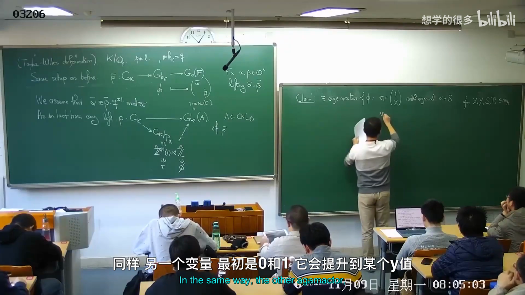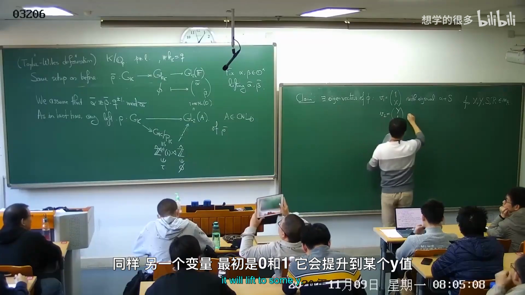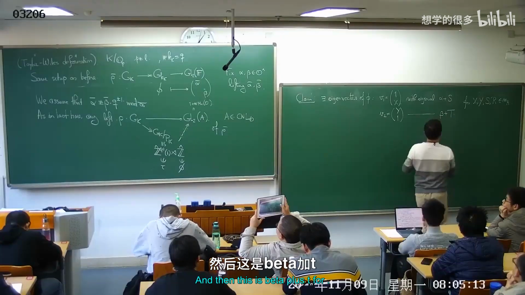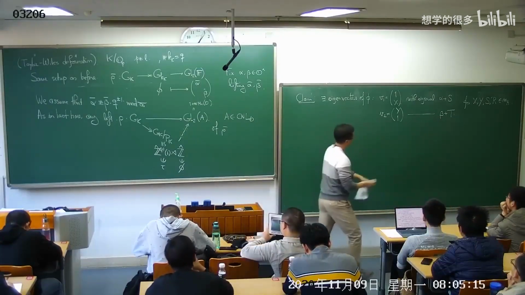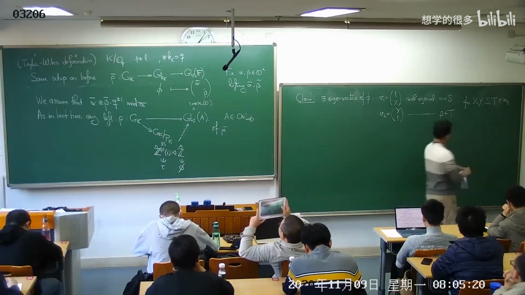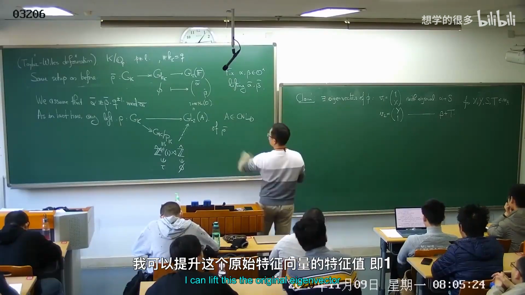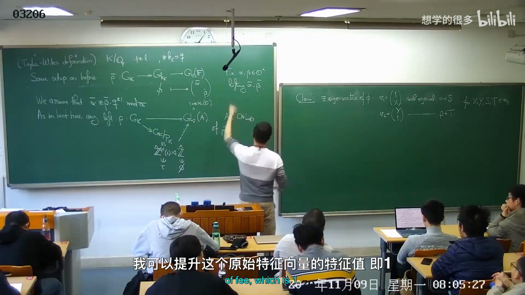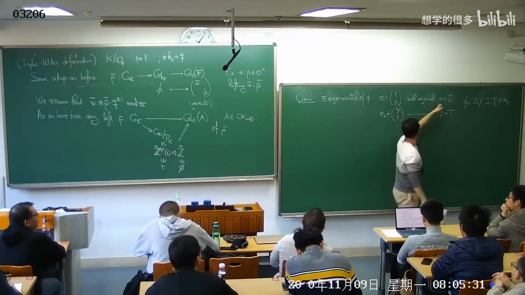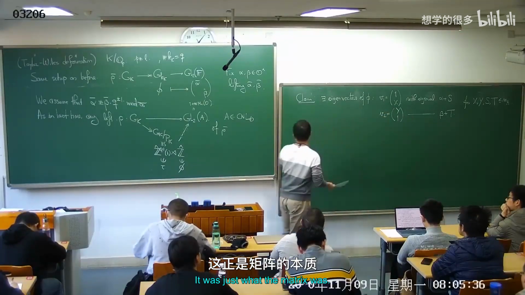In the same way, the other eigenvector, originally (0, 1), will lift to some (y, 1). And then the eigenvalue is beta plus t. Okay? So I claim I can lift the original eigenvectors of phi, which modulo the maximal ideal are (1, 0) with eigenvalue alpha bar, and (0, 1) with eigenvalue beta bar. It was just what the matrix was.